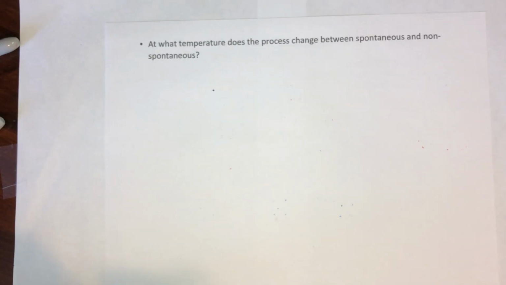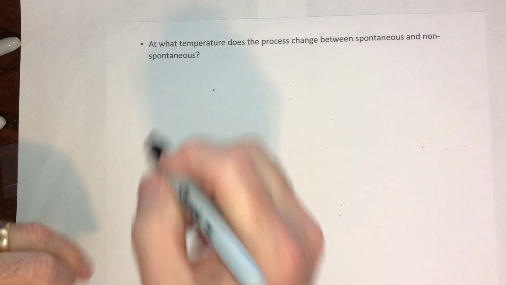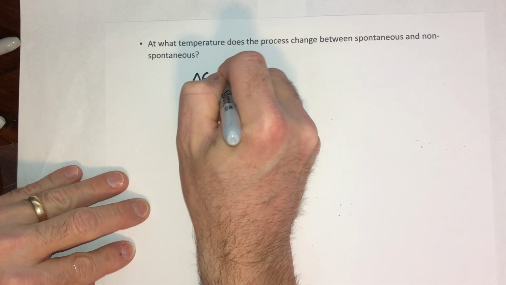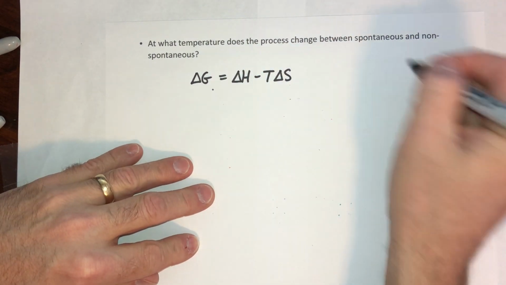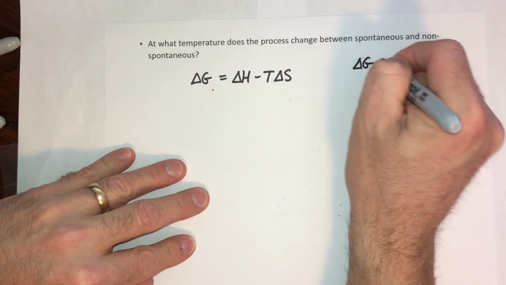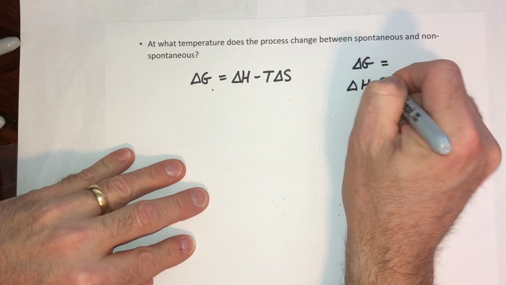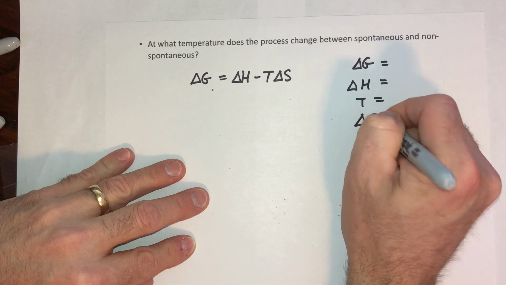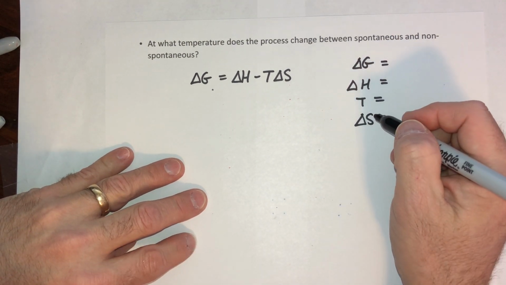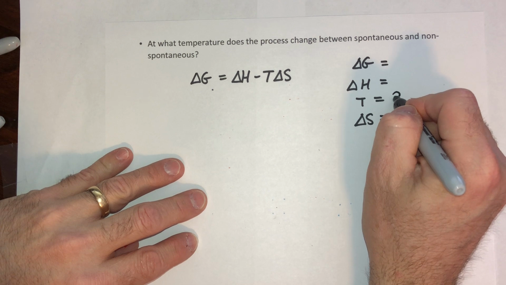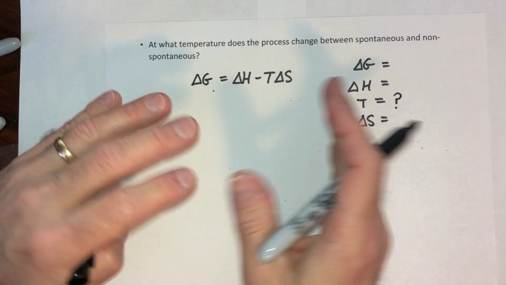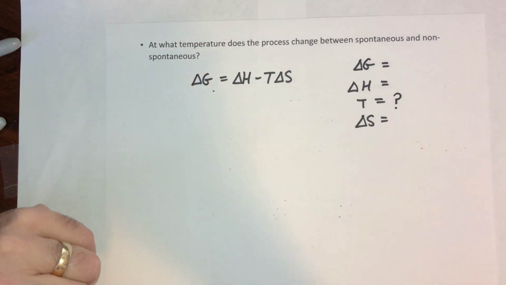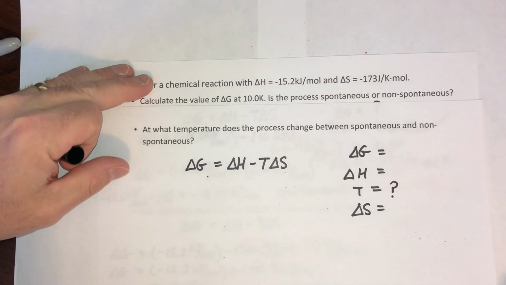Now, we're going to use the exact same formula. So we're going to talk delta G equals delta H minus T delta S. I'm going to write my variables off to the side. Delta G, delta H, T, and delta S. Unlike the last two times, this time the temperature is what I'm looking for, right? I want to know what temperature this thing transitions between spontaneous and not. So if I pull back the original problem so we can steal some numbers.